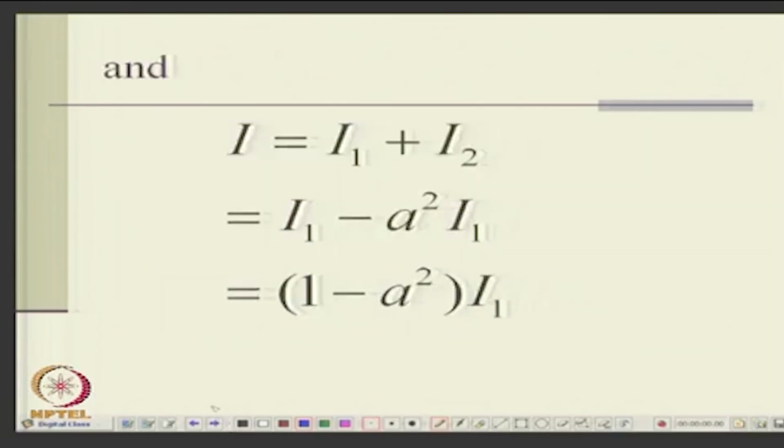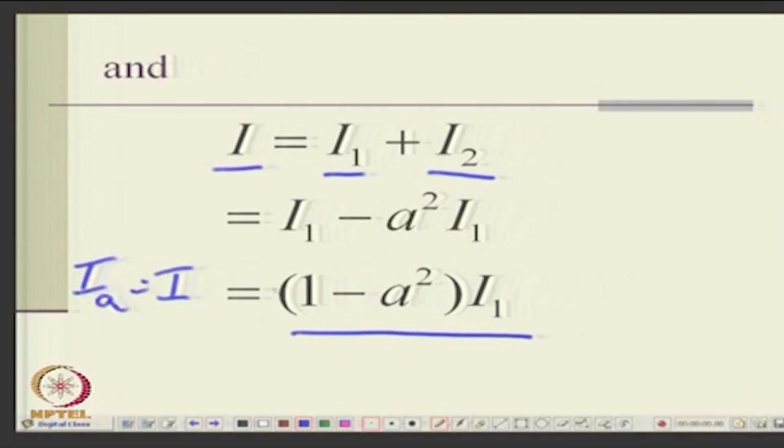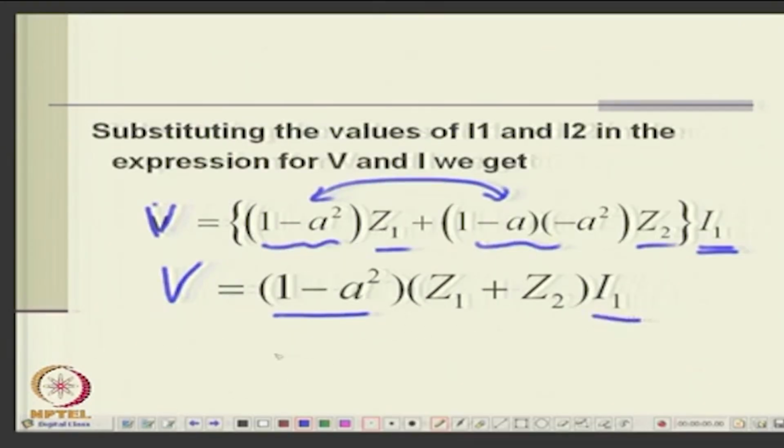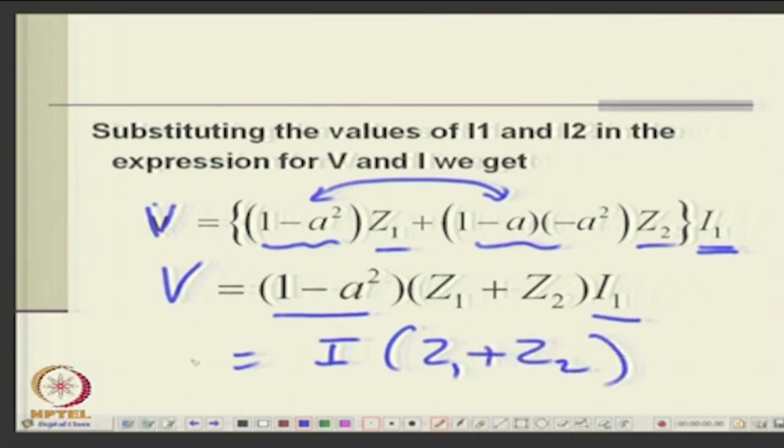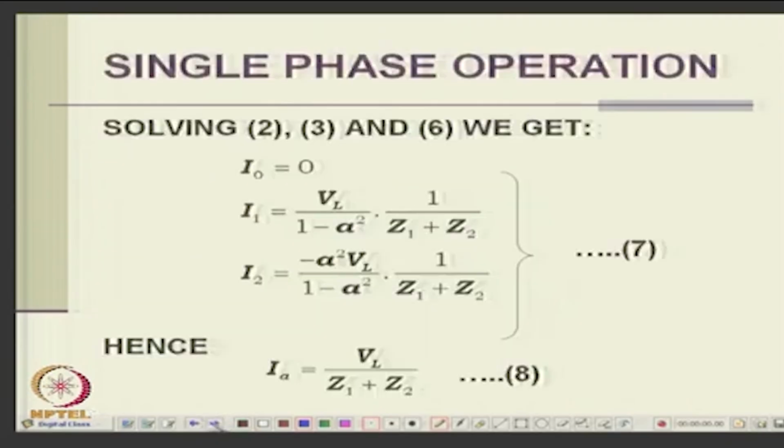Because I is I1 plus I2, which is 1 minus A square into I1. I is IA, because we have taken this as the input current, 1 minus A square into I1. So, 1 minus A square into I1 will be I, so V equals I into Z1 plus Z2. I mean it is the same thing.